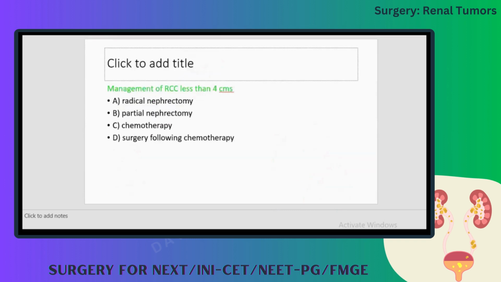Now, treatment. Management of RCC less than 4 centimeters. Did you see this question anytime before? Partial nephrectomy. Very good.